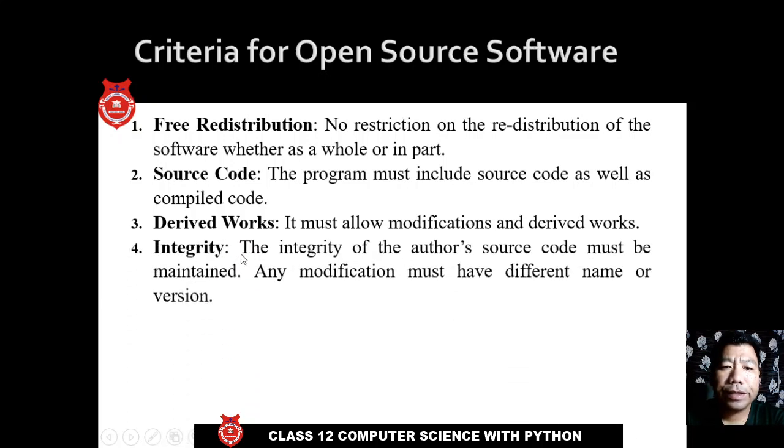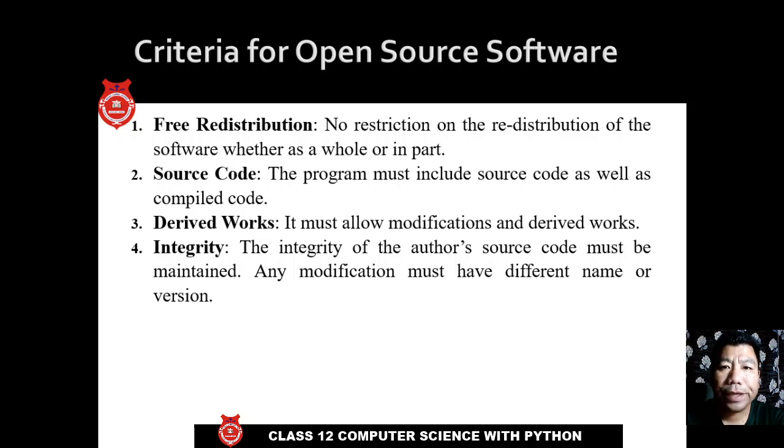The next one is integrity. The integrity of the author's source code must be maintained. Any modification must have different names or version. Alright, this is very, very important. For example, you are the software engineer, you obtain the source code, you modified it, and if you simply remove the author names or the original credit, you are violating the open source software. So you must maintain integrity. Any modification must have different names or different version.